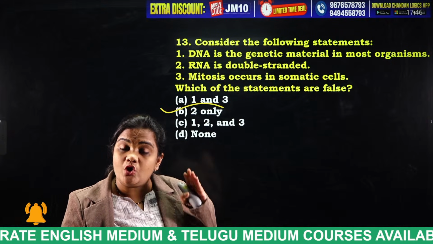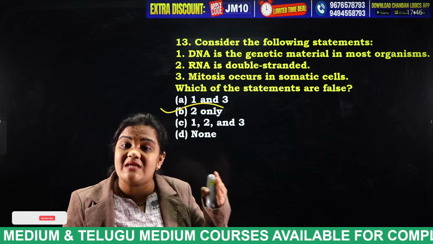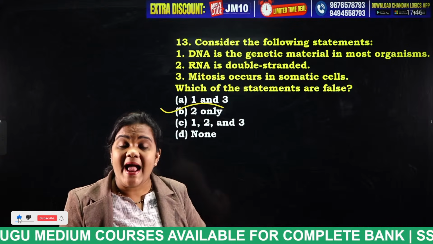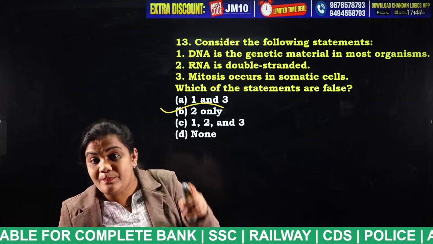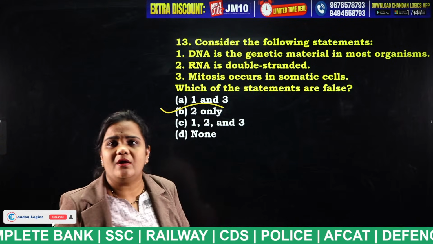This is very, very important, students. DNA is present not only in the nucleus and some parts of the mitochondria, but even in plants, this DNA is present in the chloroplast also. Very, very important.